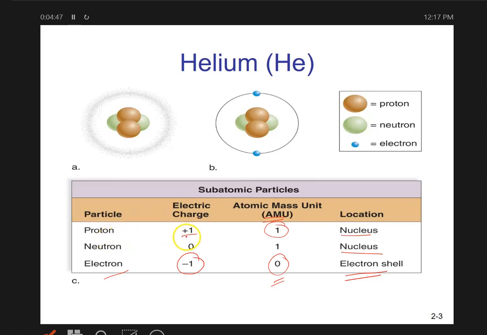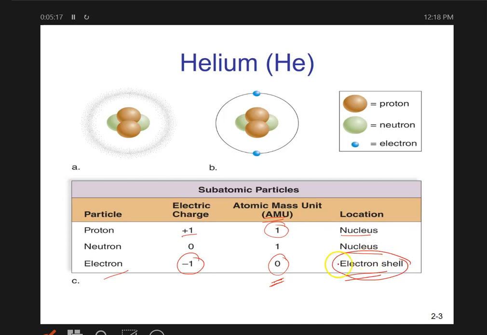Proton has a positive charge, and it has the AMU, atomic mass unit, of 1. Location is the nucleus. Neutron has a 0 electric charge and an AMU of 1. Location is again the nucleus. Electron has an electric charge of -1, but the mass is so small that the AMU is considered 0, and the location is the electron shell.